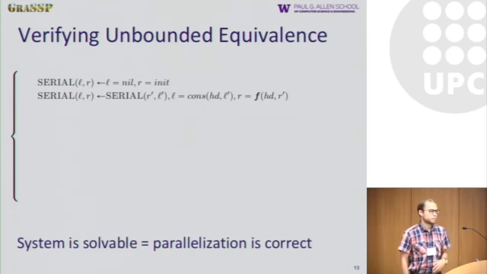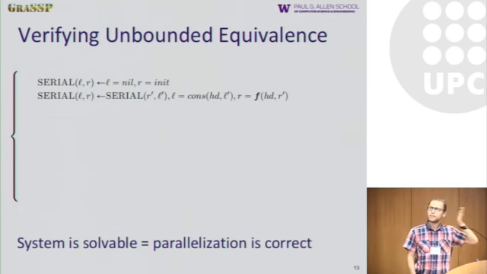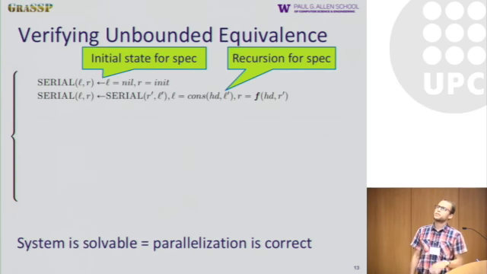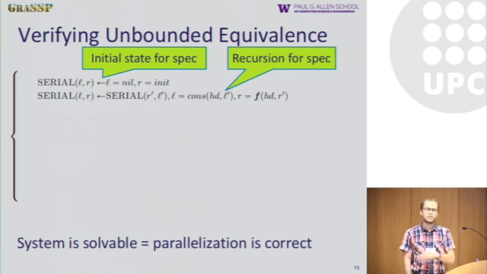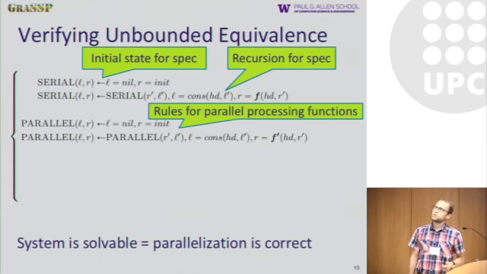Just to give you a brief example of how the Horn system looks. If you're familiar with constraint logic programming, you can read it very quickly. It's just recursion, right? For each recurrent relation, we have a base case and an inductive case. These two rules describe the serial computation. Another two rules describe the parallel computation.